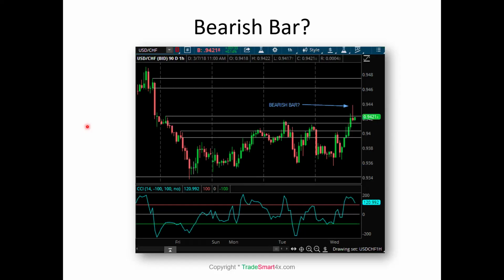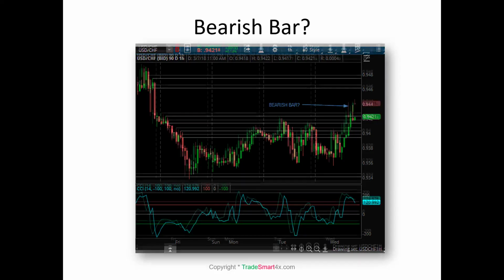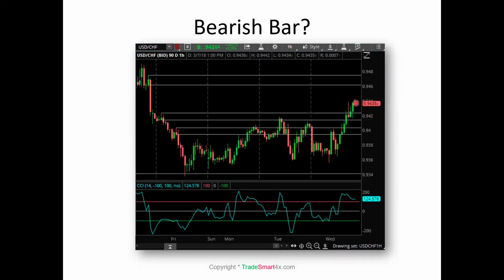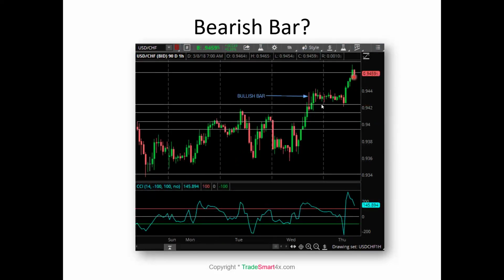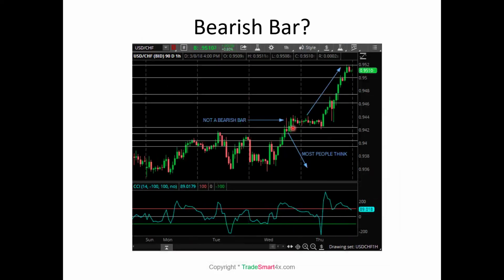So most people said down, it's a bearish candlestick. So let's have a look and see what happens. What does the market do? So really, this candlestick is a bullish candlestick. And when people see this, look what the market continues to do. When people see this, most people think this, which is incorrect.